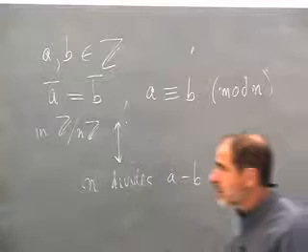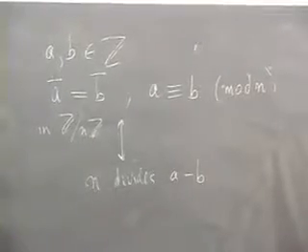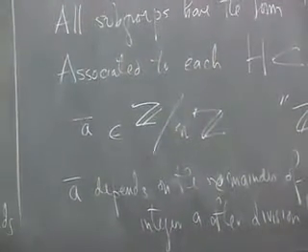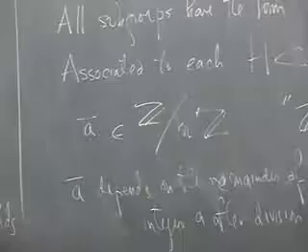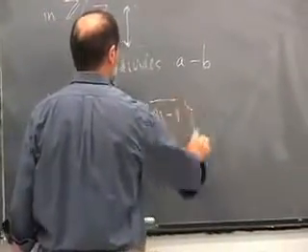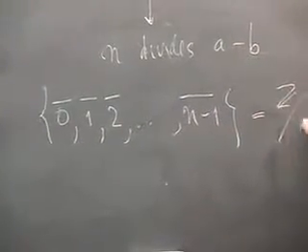And so in particular, this new group, which only depends on the remainder, has only n elements in it. So this new group, you could say, consists of the elements 0 bar, 1 bar, 2 bar, up to n minus 1 bar, because those are the only possible remainders. That's the group Z mod NZ.